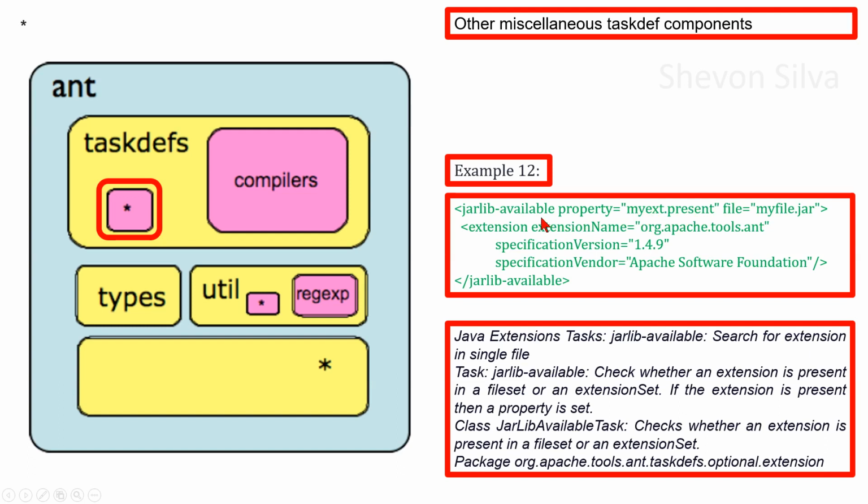With regard to the API, the class jarlib-available task checks whether an extension is present in a file set or an extension set. This is in the package org.apache.tools.ant.taskdefs.optional.extension.